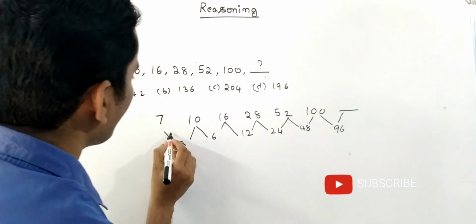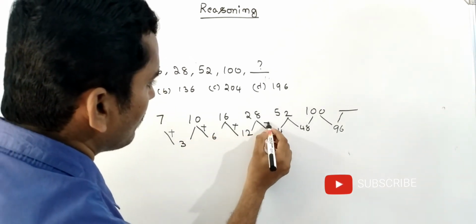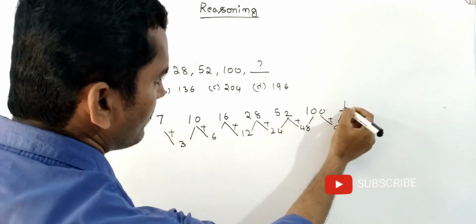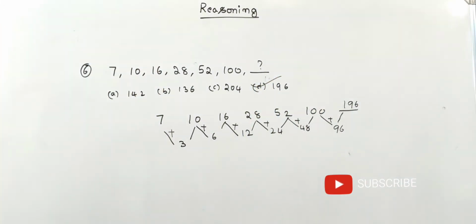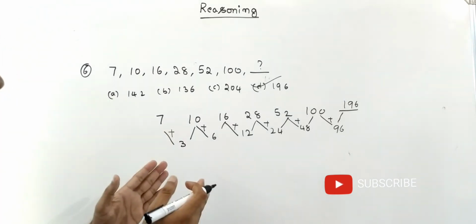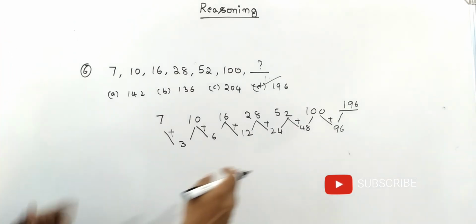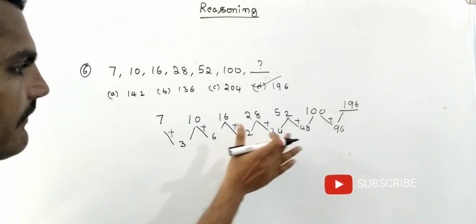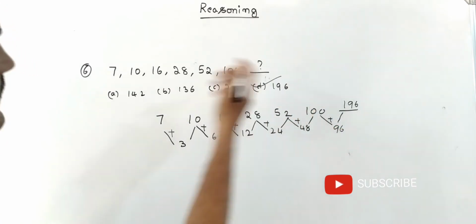What is he doing? Plus 3, plus 6, plus 12, plus 24, plus 48, then plus 96. Then the answer is 196. See friends, don't get confused in the exam. You just concentrate on the difference. The difference itself will show the way to get the answer. Nothing else I have done. I just took the difference and found the relation between the differences. So the answer is 196.